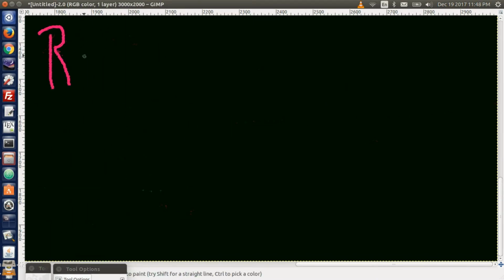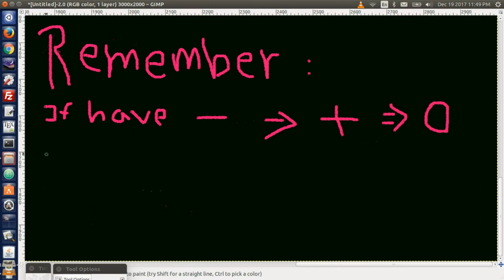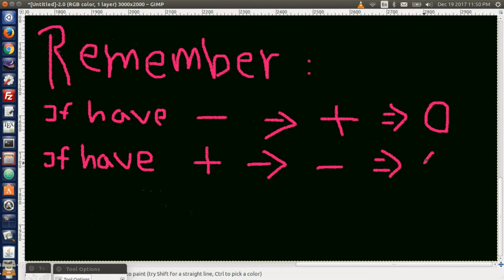Okay, let's recap here. So what we need to remember is that if you have a negative number on the same side of the equal sign as the side of the variable, then add that number to make it equal to 0. And if you have a positive number on the same side of the equal side as the variable, then you subtract that number to make it equal to 0.